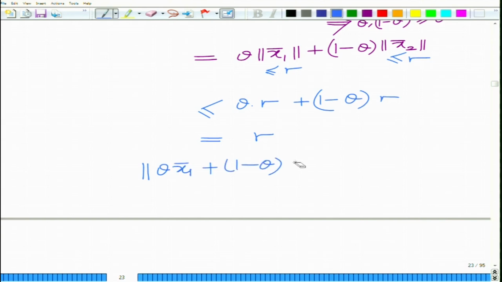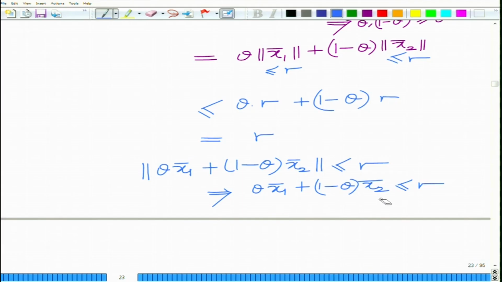Okay. So, that implies you have norm of theta times x1 bar plus 1 minus theta times x2 bar less than or equal to r, which implies theta times x1 bar plus 1 minus theta times x2 bar essentially belongs to the set B, which implies B is convex. Okay, that completes the proof.